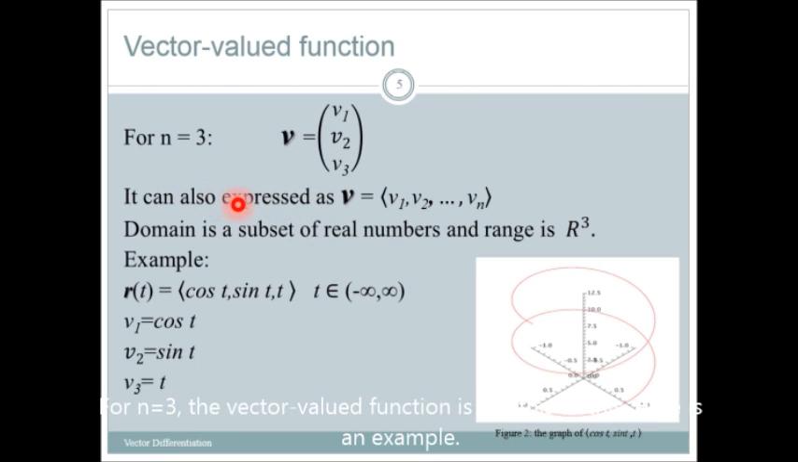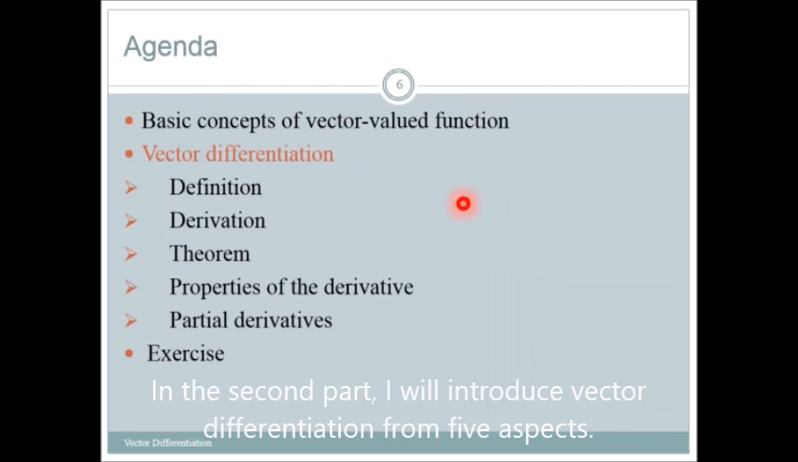For n equal to 3, the vector-valued function is like this or this. The graph here is an example. The graph of this is like this. We can find it is in a three-dimensional space. In the second part, I will introduce vector differentiation from five aspects.